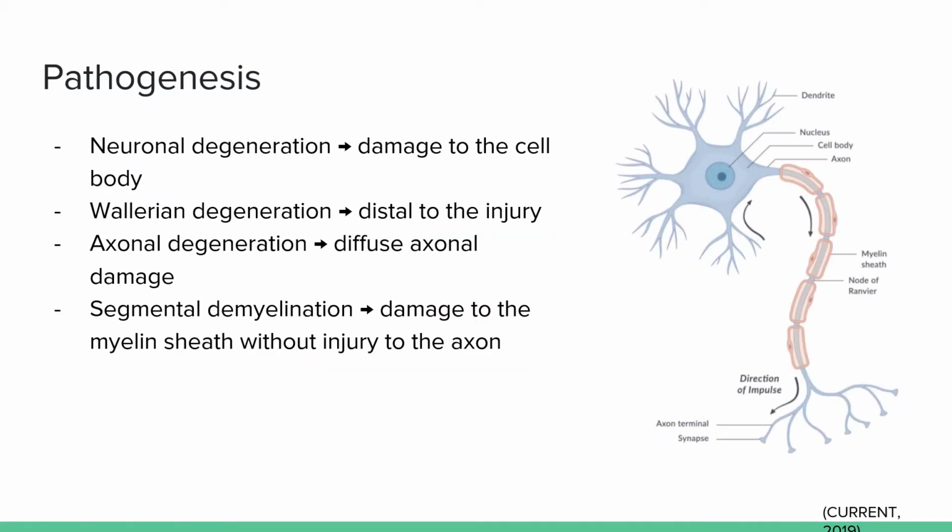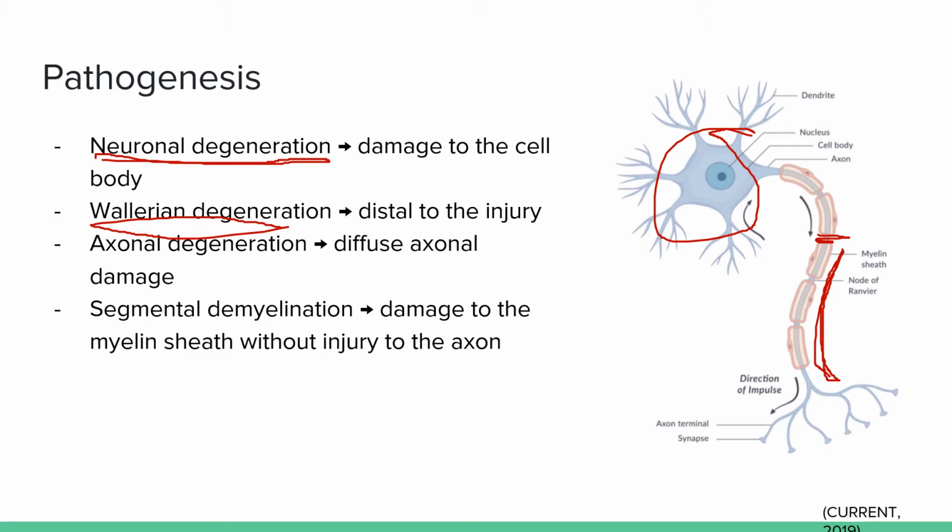The pathogenesis of peripheral neuropathies is highly variable and depends on what disease we're talking about, but we can classify it in general into these types. When there is neuronal degeneration, meaning there is damage to the cell body. Wallerian degeneration, when there is a lesion, for example here, and everything distal from the injury is affected. All of this is affected.